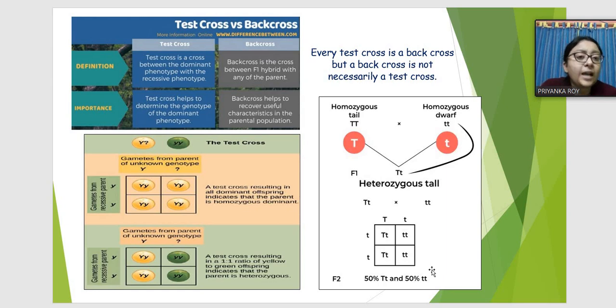So as you can understand from here, every test cross is a back cross because we are crossing it with the recessive parent. But every back cross is not a test cross because here we know it is a heterozygous tall and then we are crossing it with either of the parents. So it is not necessarily a test cross, but all test crosses are back crosses.